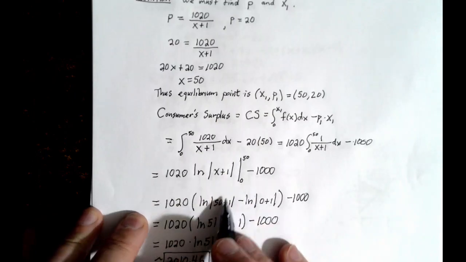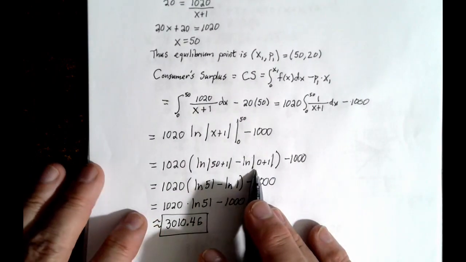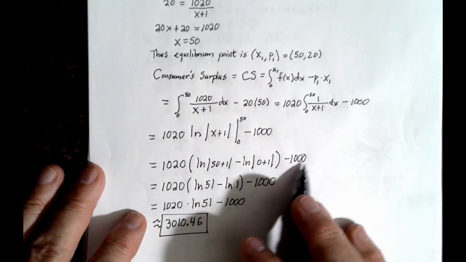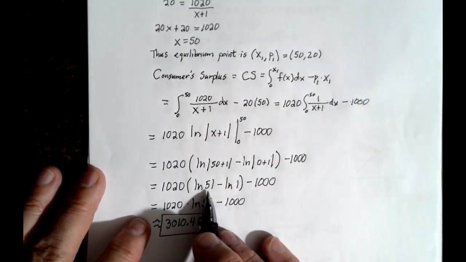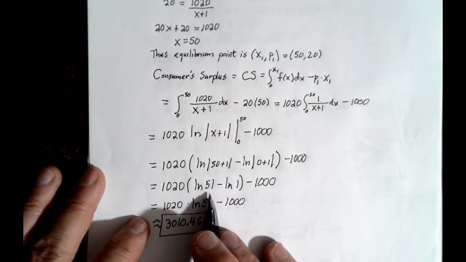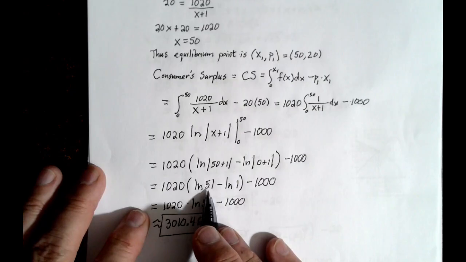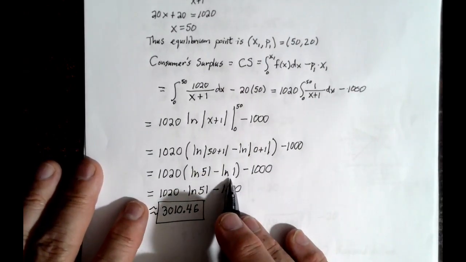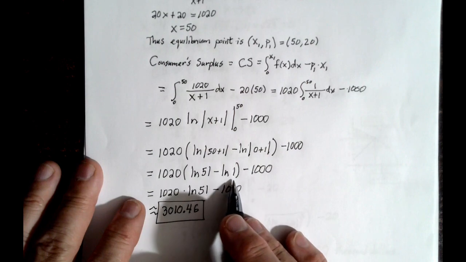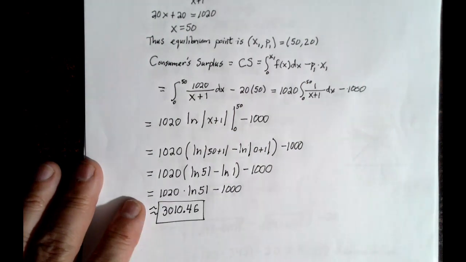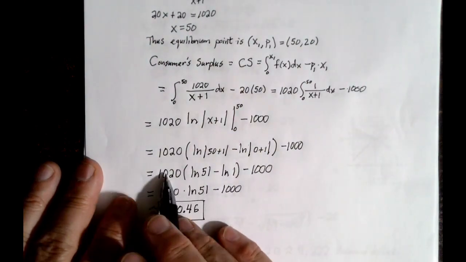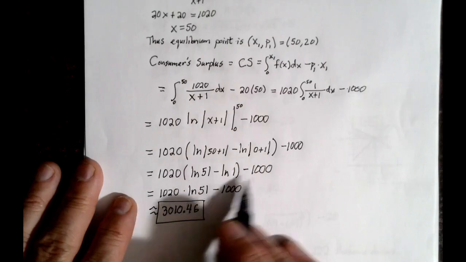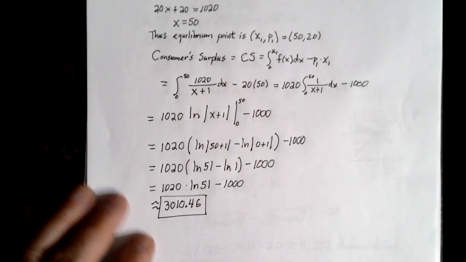And it's from 0 to 50, so you plug in 50 there, plug in 0 there, and you eventually also subtract 1,000. So you get natural log of 51. You don't have to use the absolute value because 51 is positive. You get natural log of 1. Again, you can drop the absolute value. Natural log of 1 is 0, by the way. So you just get natural log of 51 times 1,020, and then you subtract 1,000, and you end up with 3,010.46.